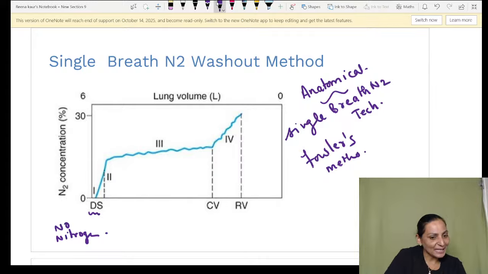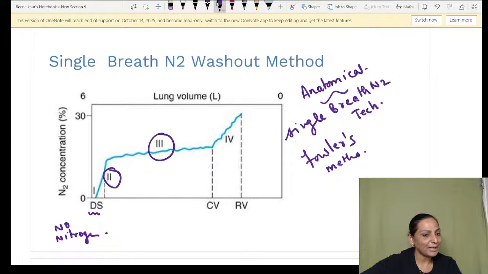But gradually, as the air starts coming from inside, that means as it comes from the dead space down to the alveoli, the nitrogen concentration will rise. So this is the plateau where there is maximum nitrogen concentration. This is by forceful expiration, where you can calculate the closing volume and the residual volume.